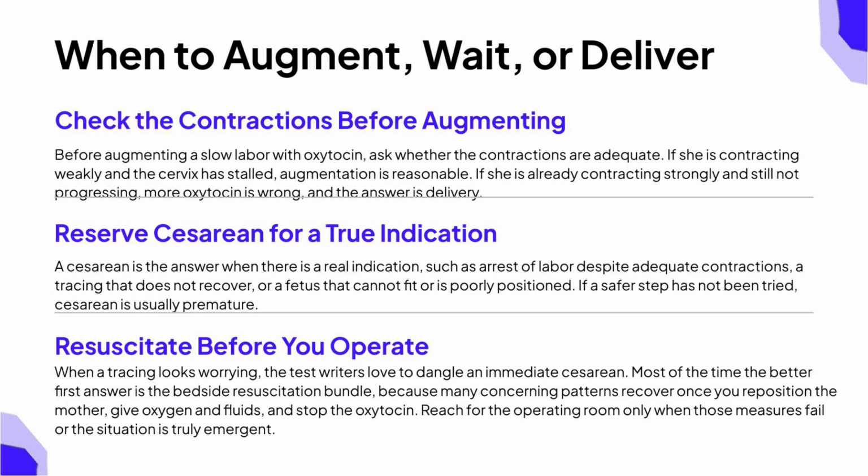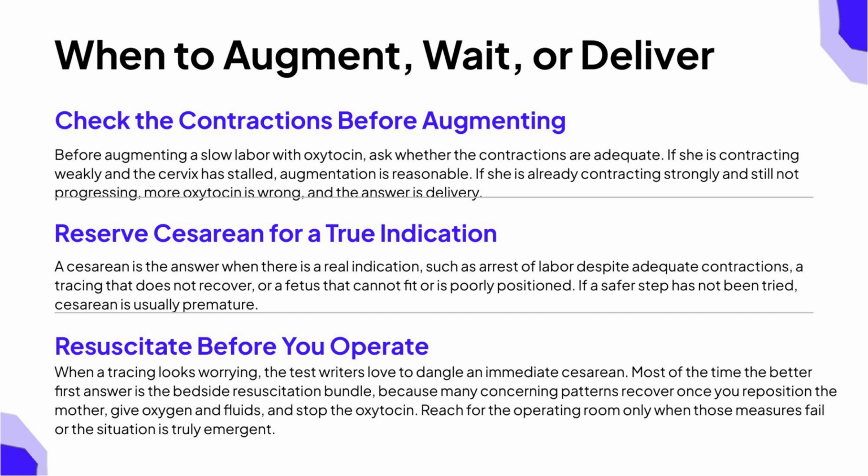Strategy 3 is the decision that ties everything together, knowing when to augment labour, when to simply keep waiting, and when to deliver. First, check the contractions before you augment. If labour has stalled but her contractions are weak and infrequent, augmenting with oxytocin to strengthen them is reasonable. But if she is already contracting strongly and the cervix still will not change, adding more oxytocin is the wrong move, and the question is quietly pointing you toward delivery.